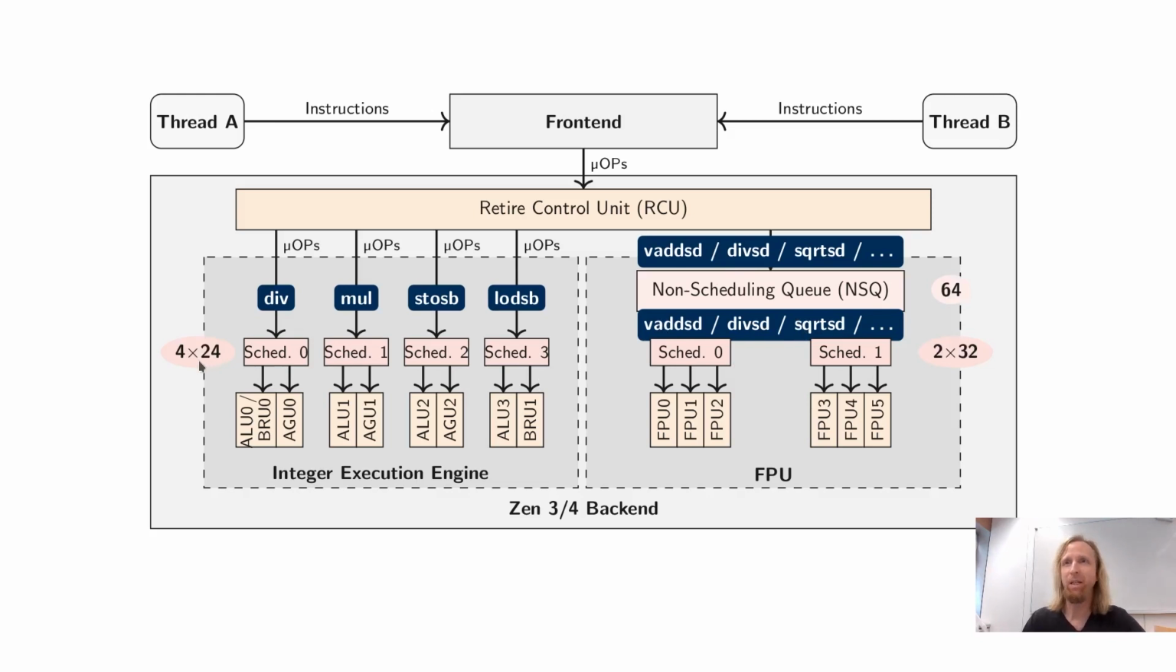And about the capacity, well, okay, here we figured out that available information is actually correct. So each of the integer schedulers has 24 entries. Each of the FPU schedulers has a capacity of 32 entries. And in front of there is this non-scheduling queue, which has a capacity of 64 entries.